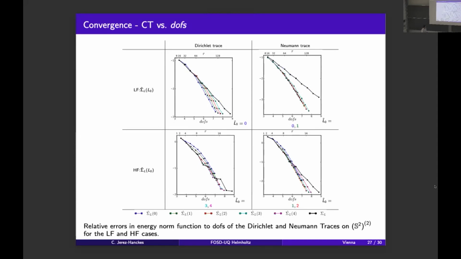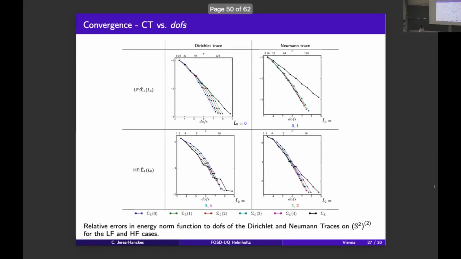Now on degrees of freedom, you have a difference of order 2 in the degrees of freedom in the case of high frequency, also for the case of low frequency, and for Dirichlet Neumann traces. So this is a relative error in the energy norm for Dirichlet Neumann traces for these tensorized.